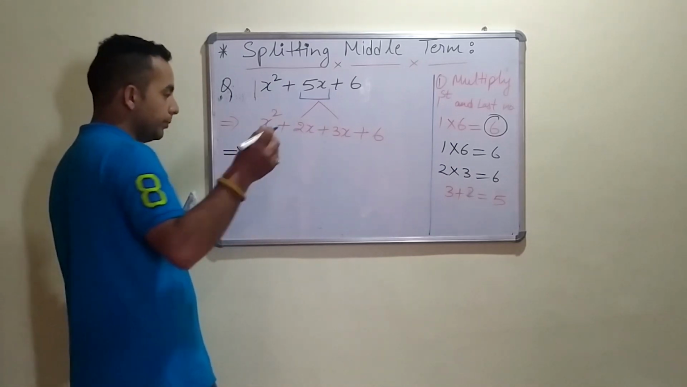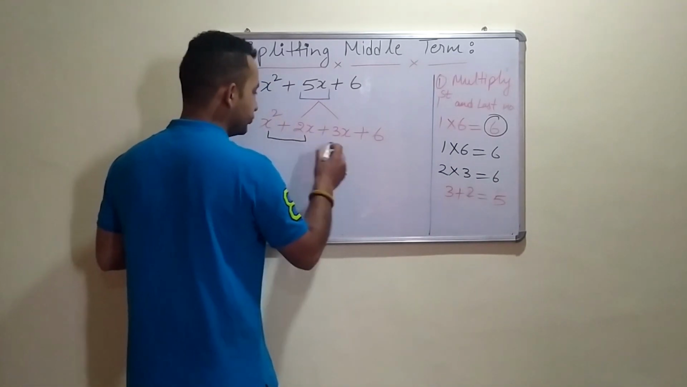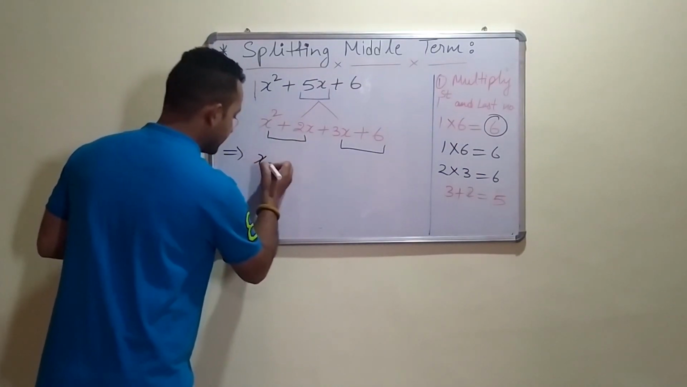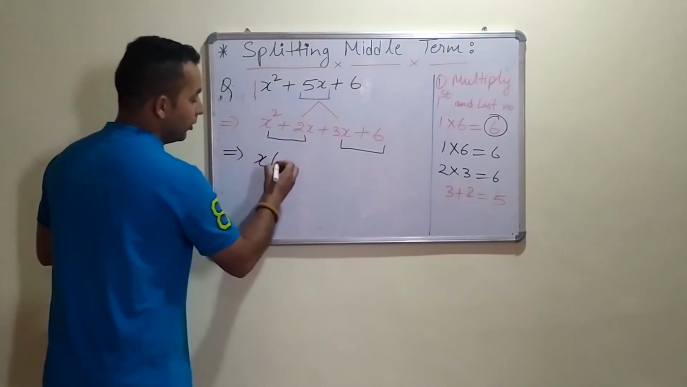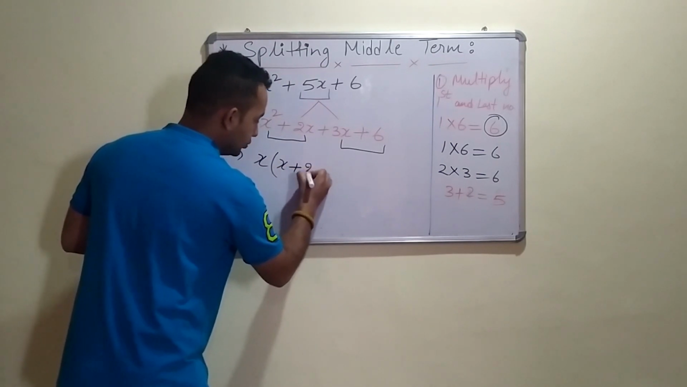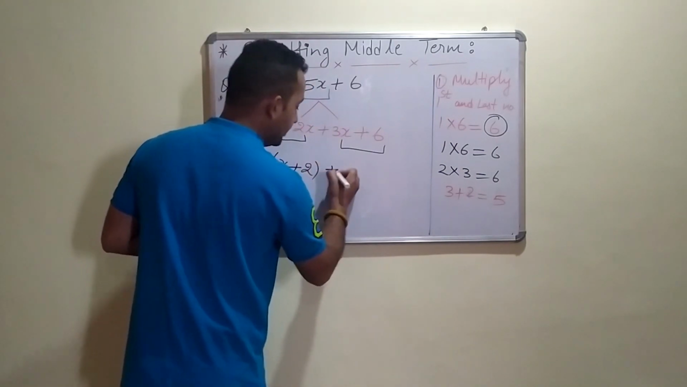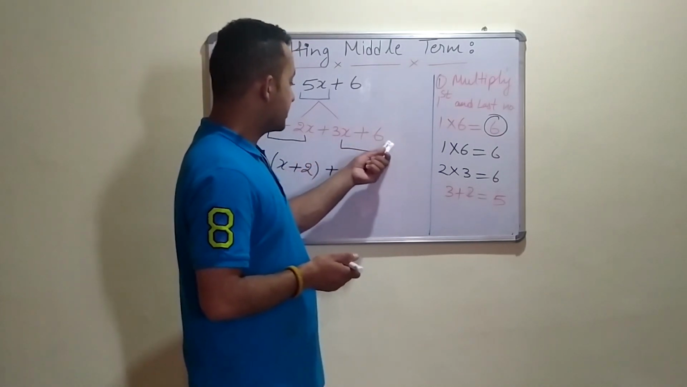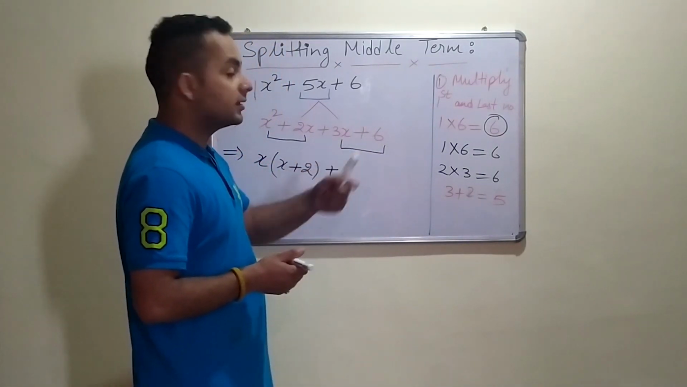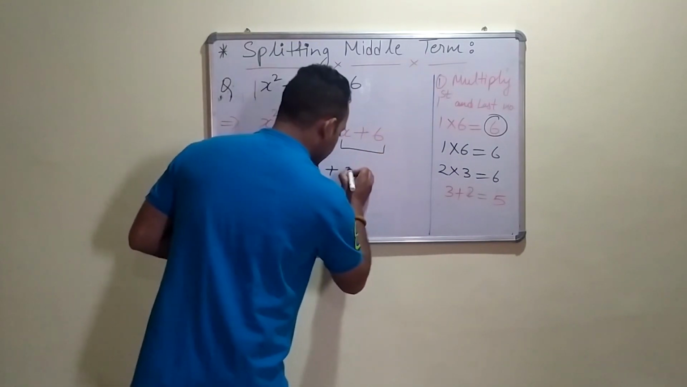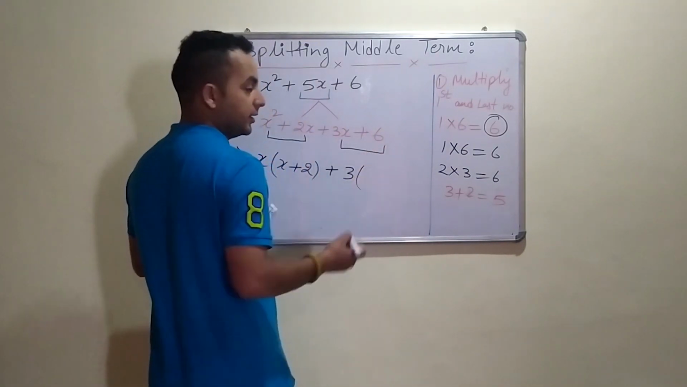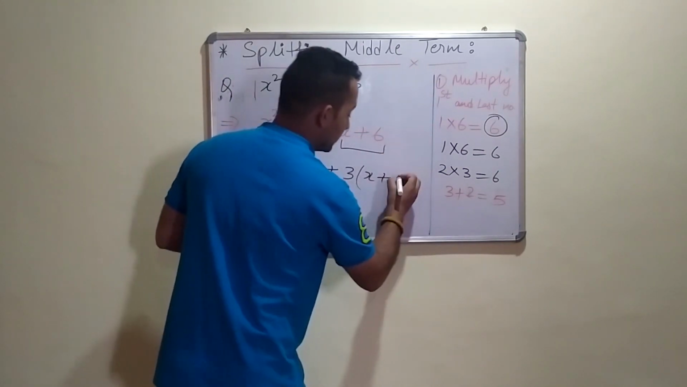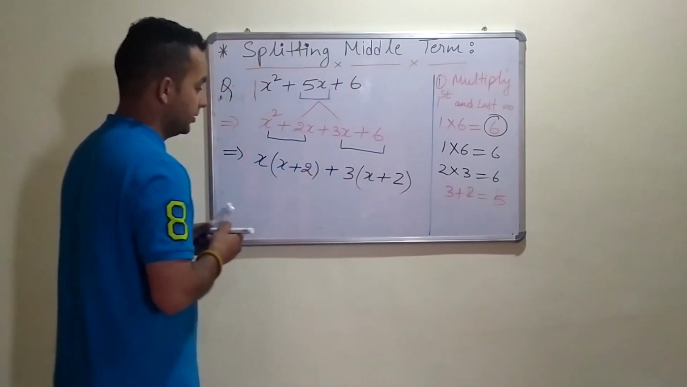Now you're going to regroup these two terms and regroup these two terms. Here the common factor is x, so you can write x times x plus 2. And then here 3x plus 6, you have the number 3 as a common factor in 3x and 6. So 3 will multiply with x, and 3 twos are 6.